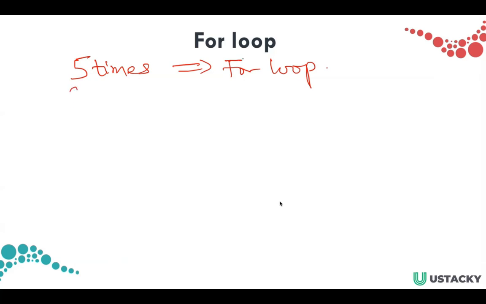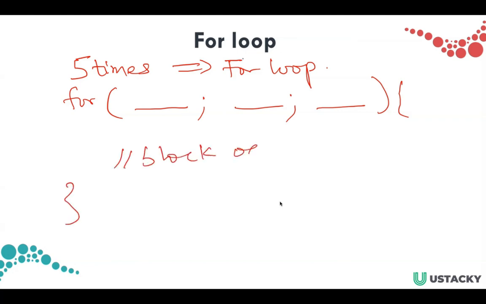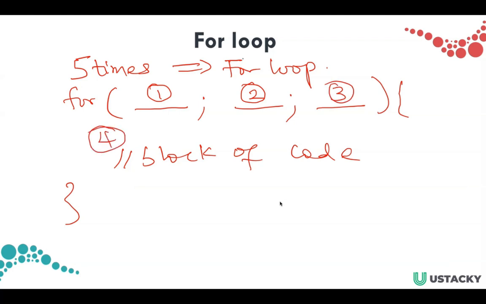And for loop is written as for, you have 3 components here, and this is the block of code to be executed. In all, there are 4 components. This is the first component, this is the second component, this is the third component, and this is the fourth component, which is a block of code. To have a loop, it starts from the 3 components, executes the block of code, it goes back to the 3 components, executes the block of code, and it continues like this. Now I'll explain the components one after the other.